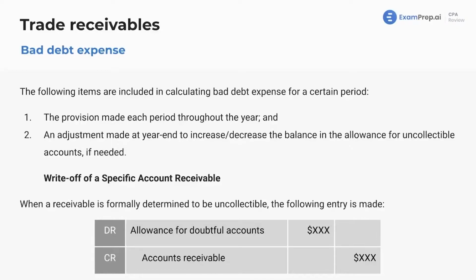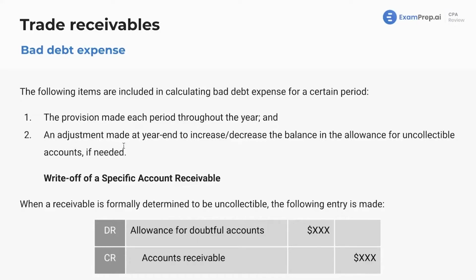Two more slides here. We've got bad debt expense, another note here. The following items are included in calculating bad debt expense for a certain period. The provision made each period throughout the year. So you do have a provision, which is an estimate, provision or estimate for bad debt expense, just like allowance, kind of an estimate, right?